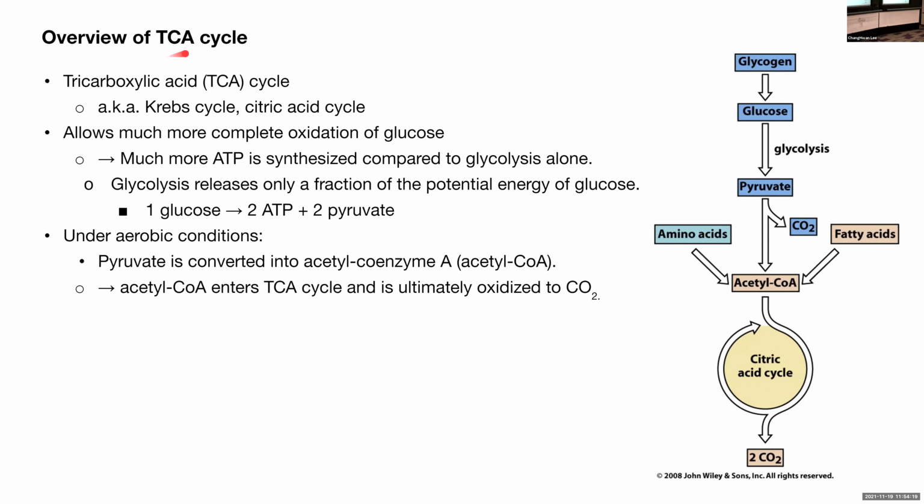So here's the TCA cycle. And here we talked about glycogen or glucose that gets through glycolysis to give pyruvate. Then there's another process involved to convert pyruvate to acetyl-CoA. Once you get the acetyl-CoA, it enters this citric acid cycle or TCA cycle to oxidize further. Again, the TCA cycle has different names, so you can call it by any one of them.